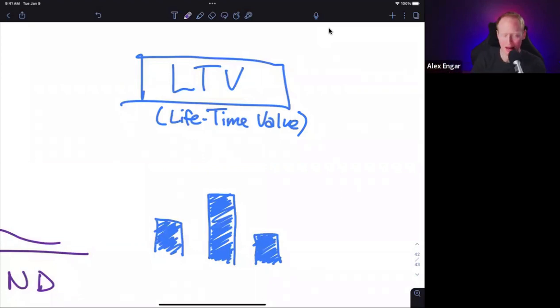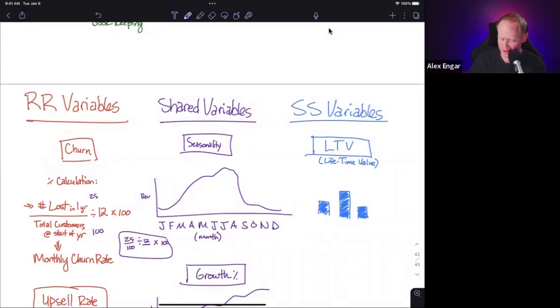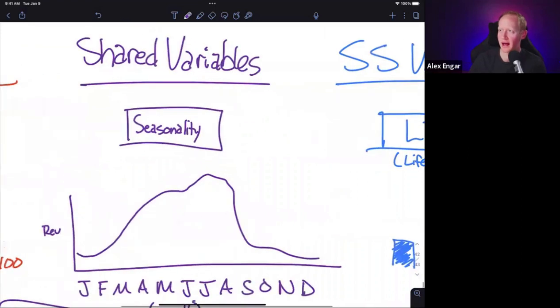Okay, so we get our lifetime value of clients. Now, this is true on the recurring revenue side as well. And we get to lifetime value by understanding churn. This is why I put these two separately. Lifetime value is still really important on the recurring revenue side. We just have to factor in churn to get there. So let's take the shared variables for a minute. Then we'll look at actually doing out our projections here.